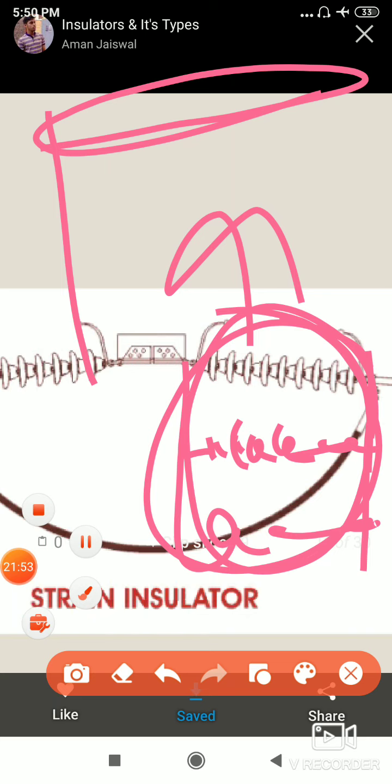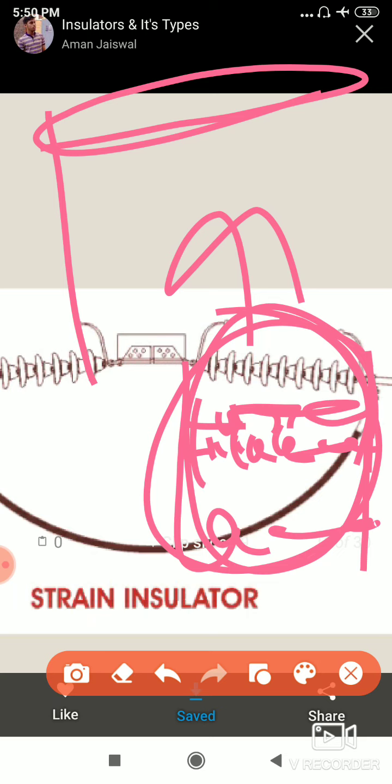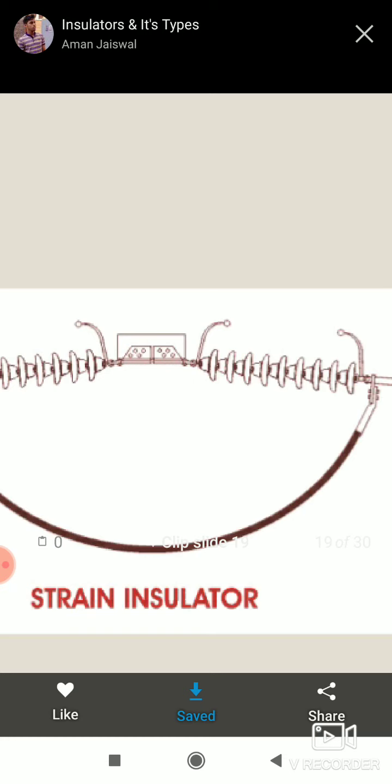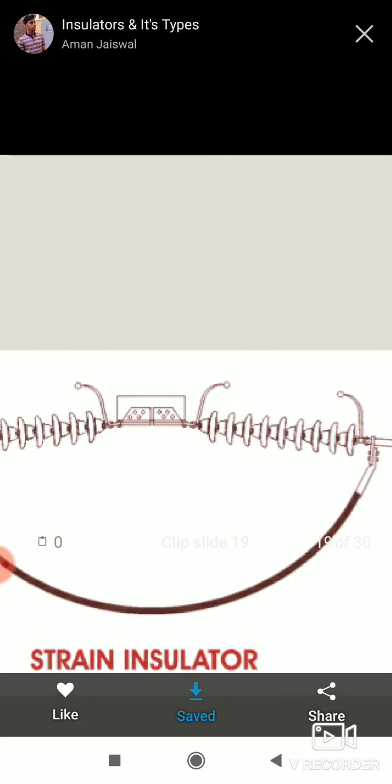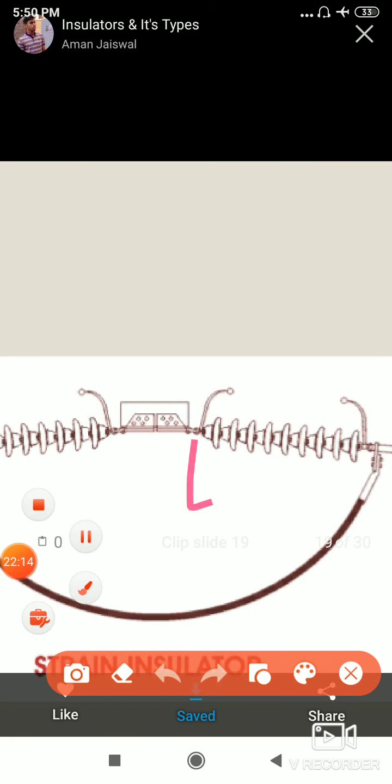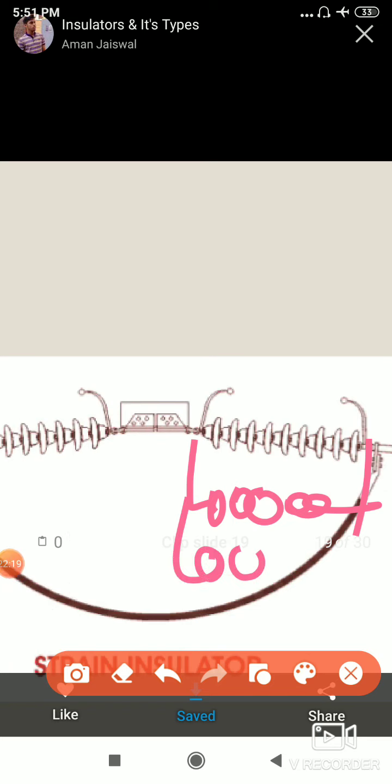If the tension on that line is even more, then you have to connect another strain type insulator in parallel. If it is even more, connect one more. If the tension is very high and very difficult to clear, you have to put another strain insulator connected in parallel. If it is still higher, another one. Likewise, you have to connect these strain insulators.